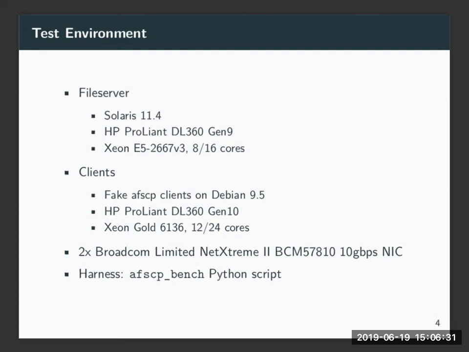And our clients are on a separate machine, which is actually a more powerful machine. Originally, I would have liked the file server to be running on the more powerful box, but Solaris does not run on that hardware. It's not on the hardware compatibility list, even though it looks very similar, Gen 9, Gen 10.